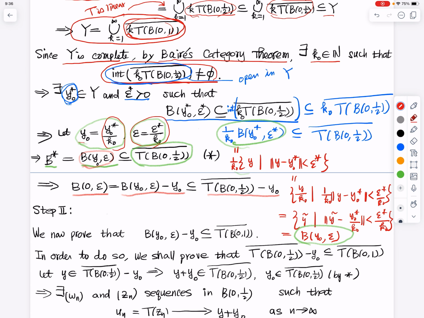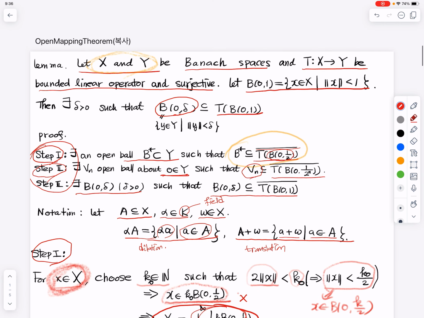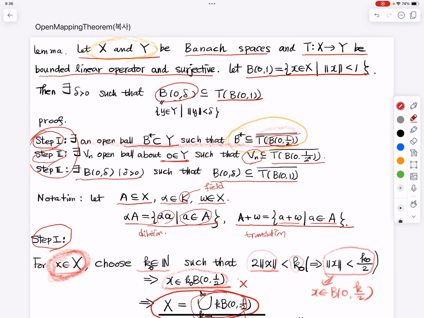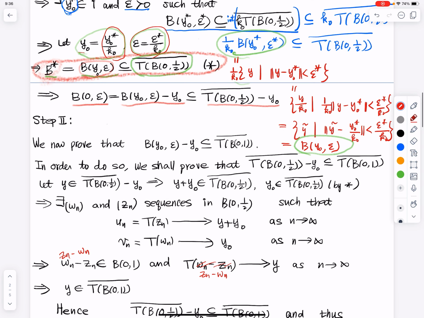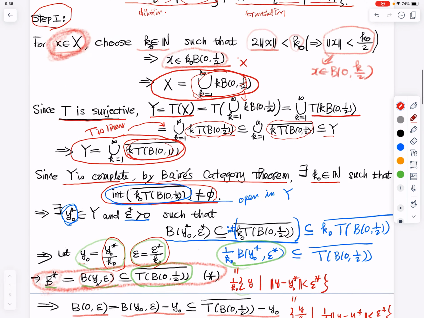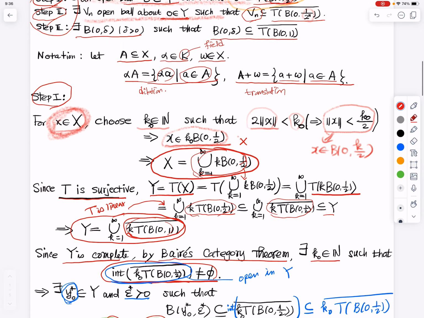So finally, up to here, we proved step 1. Step 1 was that T, B(0, 1/2), closure has an open ball. So this is how we finished step 1. Now we try to prove step 2. Step 2 was this one, where instead of 1/2, I put 1 over 2 to the n. This contains an open ball about 0. That's what we want to prove.